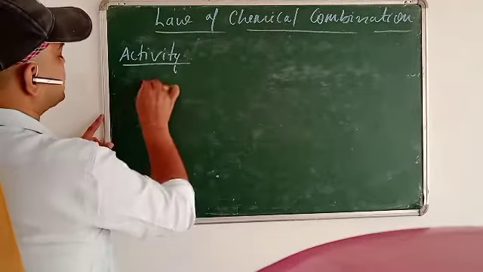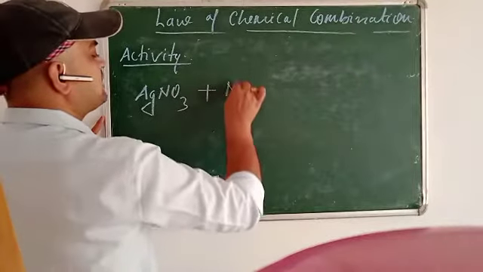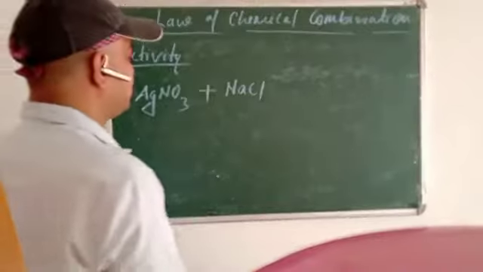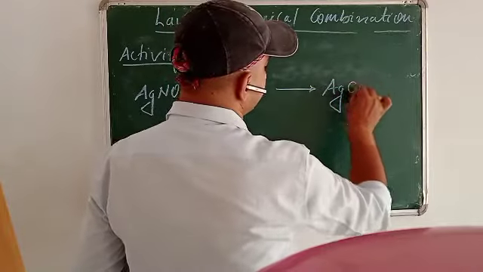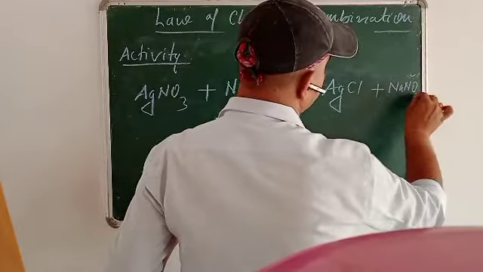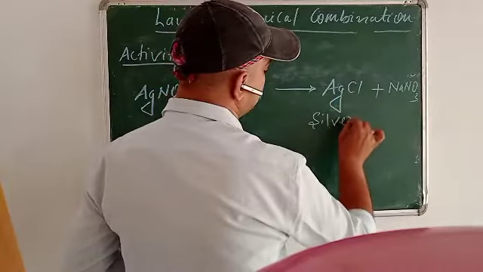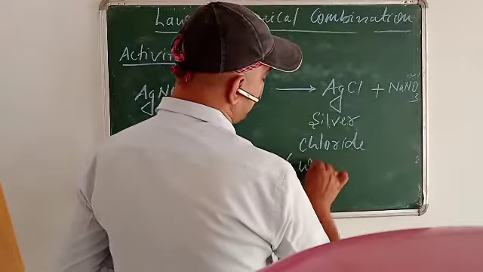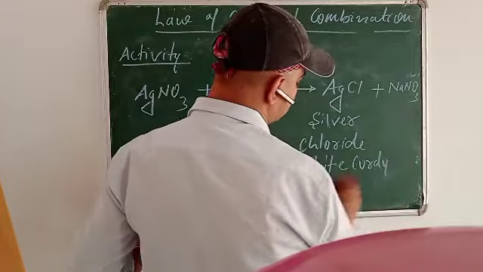So the activity is that silver nitrate, that is AgNO3 solution, is mixed with the sodium chloride solution. When silver nitrate solution is mixed with the sodium chloride solution, then silver chloride, that is AgCl, and sodium nitrate, that is NaNO3, is formed. This silver chloride gives a white curdy precipitate.